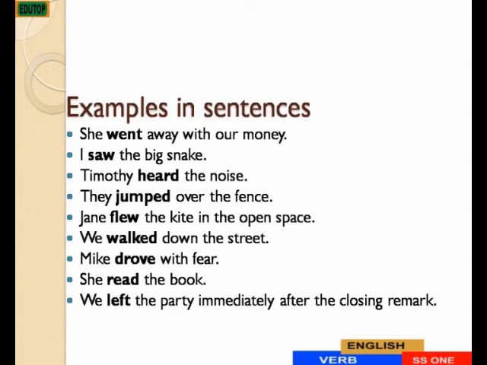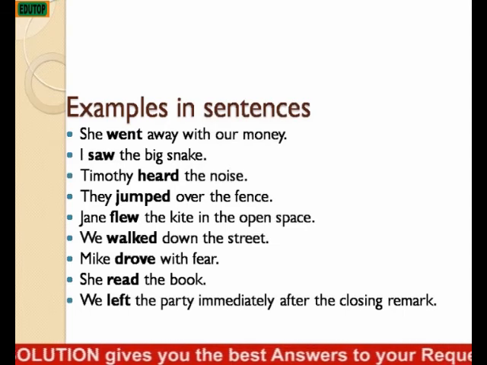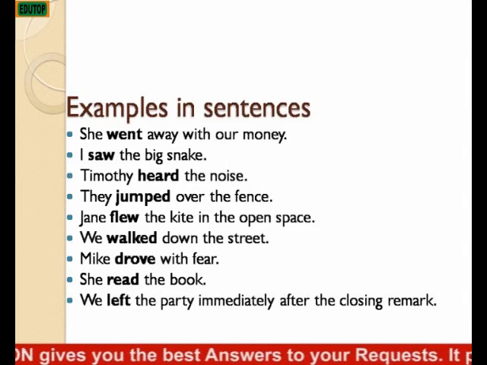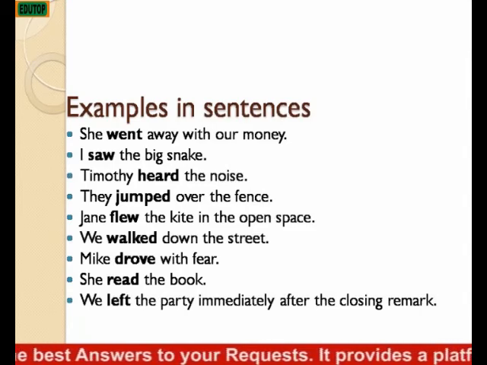Now let's consider some of these examples in sentences. She went away with our money. Went there indicates that the action occurred in the past. I saw the big snake. Timothy heard the noise. They jumped over the fence. Jane flew kites in the open space. We walked down the street. Mike drove with fear. She read the book. We left the party immediately. So these are examples of actions that began in the past and ended in the past.